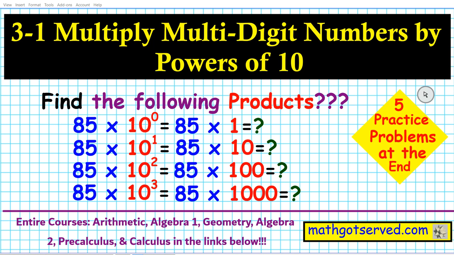In this clip, we're going to be going over section 3.1 of our series on operations on decimals and numbers. We're going to be looking at how to multiply multi-digit numbers by powers of 10 in this presentation. It's a continuation of what we covered in section 1.1. So the type of problems we're going to be covering in this tutorial are depicted here. Find the following product. So we have 85 times various powers of 10 expressed in exponential format.